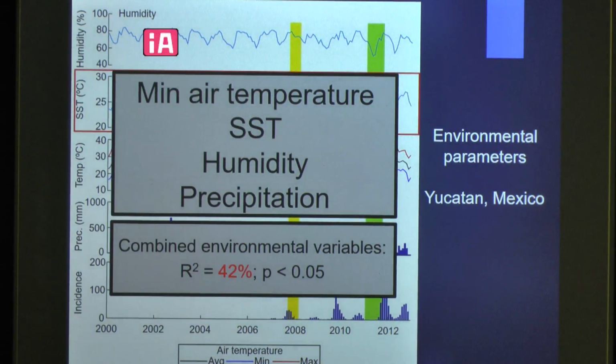By doing so, the model identified these 4 variables to be the most important ones: minimum air temperature, sea surface temperature, humidity, and precipitation. And by using a combined model with all of the environmental variables, it was able to significantly explain 42% of the variability.